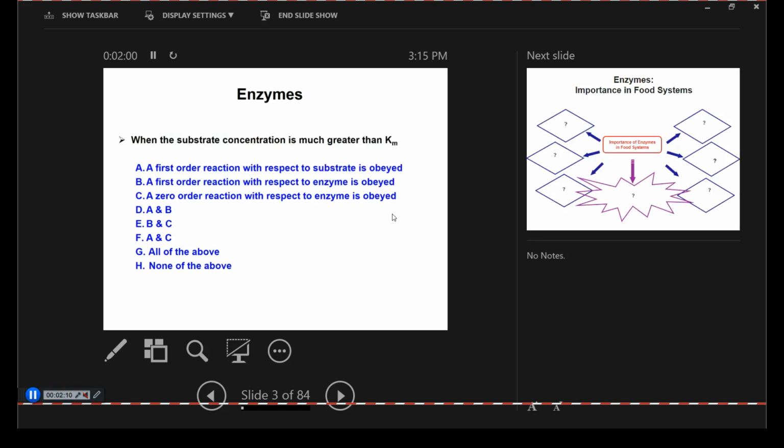Okay, when the substrate concentration is much greater than Km. First of all, do you remember what Km is? I know we've gone over this in food chemistry and even in food analysis and in chem reactions as an undergrad here. But some of you have also had it in biochemistry too? Yeah? So Michaelis-Menten constant, good. But what does it indicate? Anybody remember? It's okay if you don't remember. We're going to talk about this today.